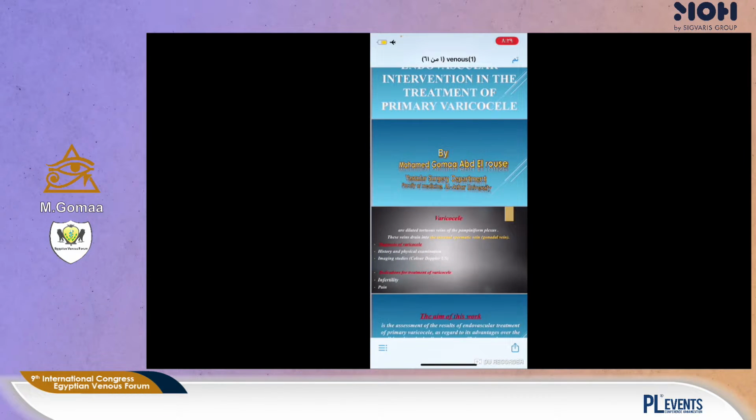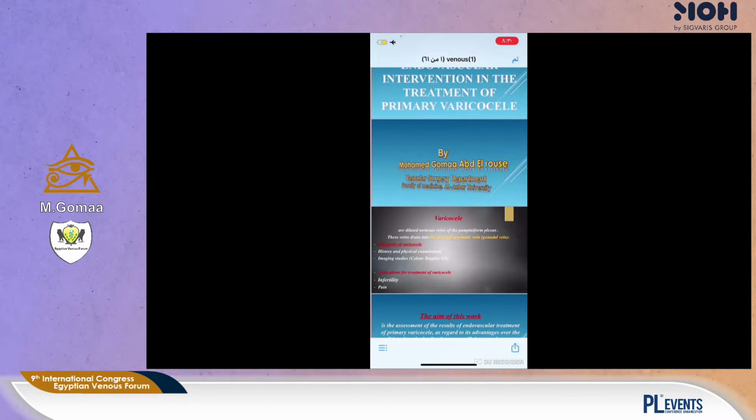At first, we speak about varicocele, which are dilated tortuous veins of the pampiniform plexus. These veins drain into the internal spermatic vein, which is called the gonadal vein. Diagnosis of varicocele is by history and physical examination, followed by an imaging study, colored Doppler ultrasound.